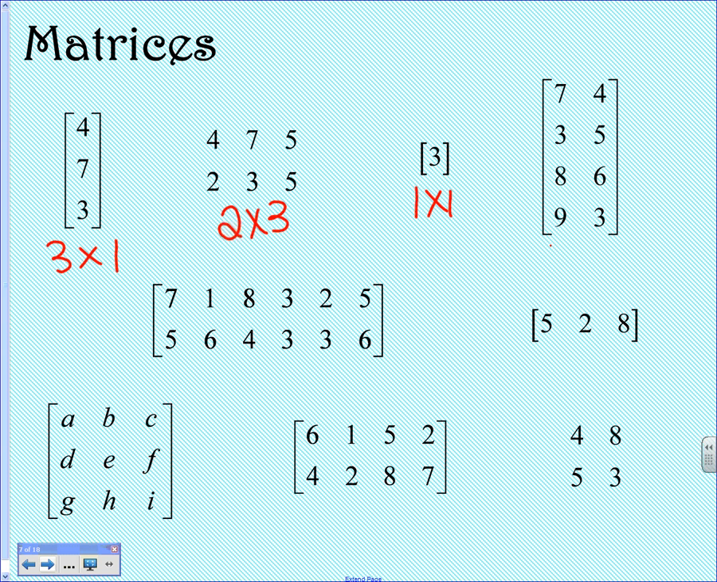Okay, this one. All right, this one. What about this one? Okay, what about this one? What about that one? And this one? Okay. Do you see how a couple of the matrices don't have brackets, but the rest of them do? These are all matrices, and they're all different. Any questions so far? Okay.